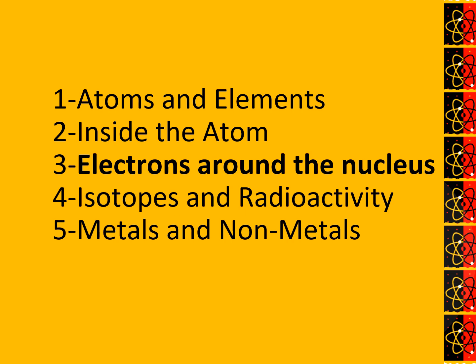Okay, so far we have been talking about atoms and elements, and inside the atom, which are the particles that are there. And we are going to see now how the electrons are arranged around the nucleus of the atom. So this is part 3.